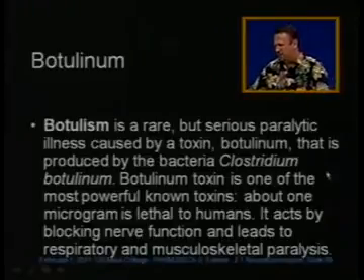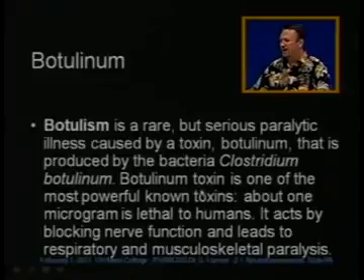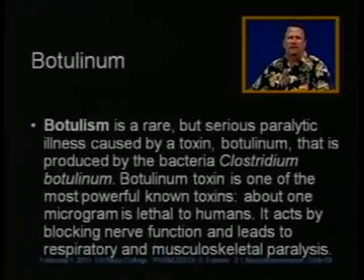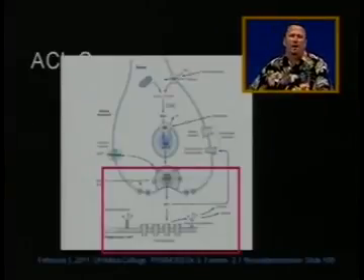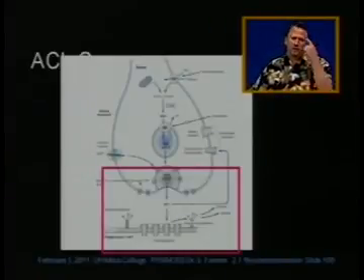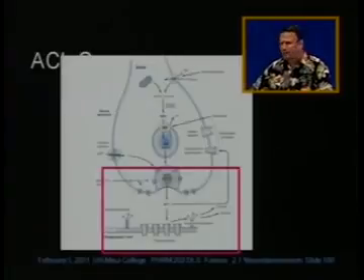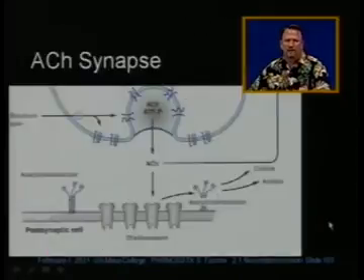It is produced by a bacterium, Clostridium botulinum. Botulinum toxin is one of the most powerful known toxins. About 1 microgram is lethal to humans, and it acts by blocking nerve function, by preventing the release of acetylcholine from the vesicles. And it can lead to paralysis and respiratory paralysis and death. However, we'll talk all about botulinum toxin when we talk about Botox injections to relax facial muscles and make us look younger. Well, let's take a look at this part of the picture right here, the synapse.